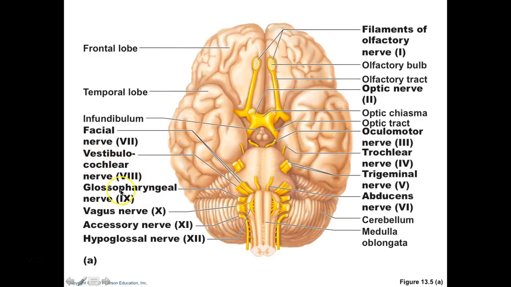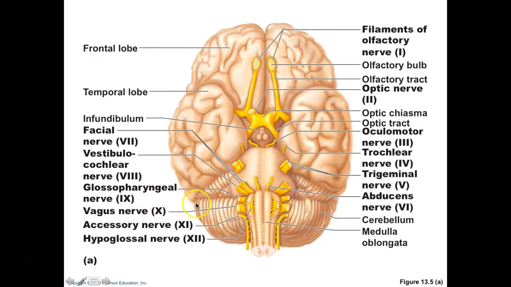Now cranial nerves number 9, 10, and 11, these 3 are exiting through the jugular foramen, and I'll show you where that is in the next slide. But first let me tell you the functions. So glossopharyngeal, that is going to give innervation to the pharynx to help us with swallowing. Also, it gives innervation to part of our tongue and gives parasympathetic innervation to our parotid salivary gland.